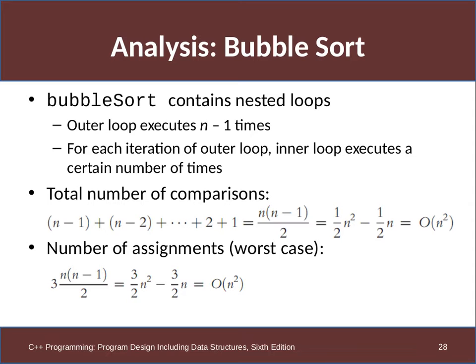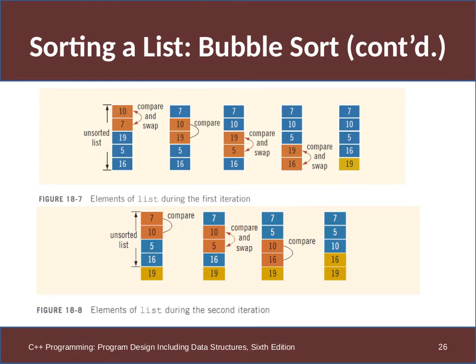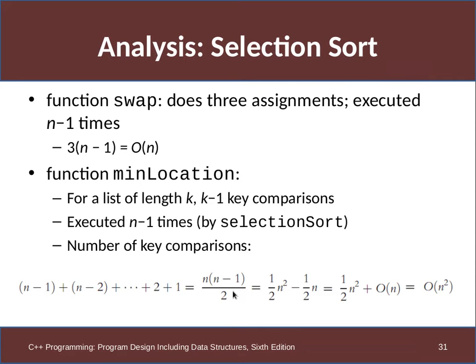Let's go back. Bubble sort, comparisons. It's n squared. Number of assignments, again, n squared as well. So bubble sort's n squared for both swapping and comparisons. So which of these two algorithms is better from a performance standpoint? Selection sort. Okay, great.